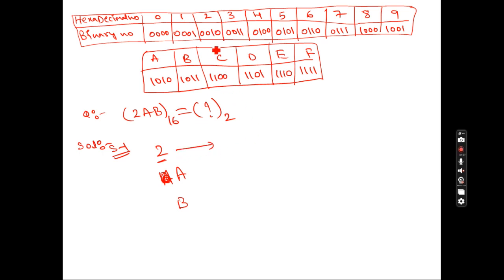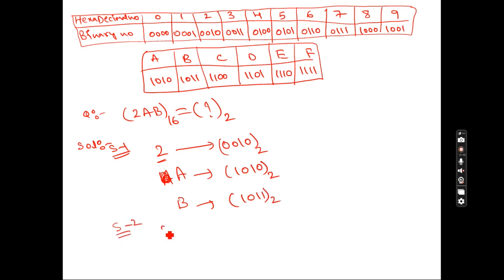So from the table, what is the equivalent binary number? 0010. So this is the binary number for 2. What is A? 1010. So this is also one binary number. And for B, what is the number? 1011. So now this is step one.